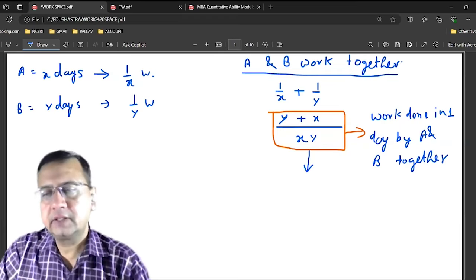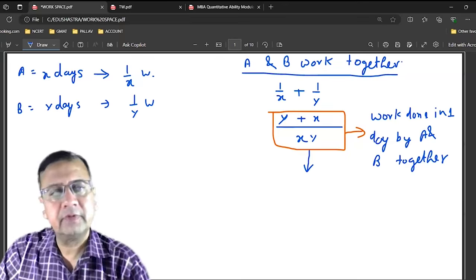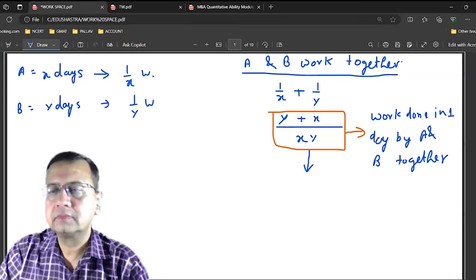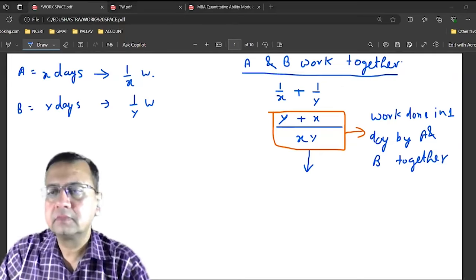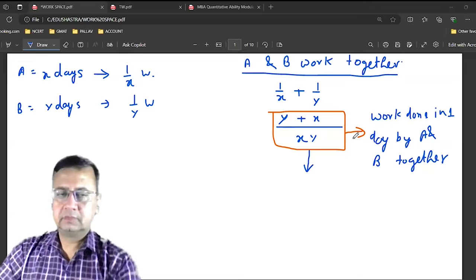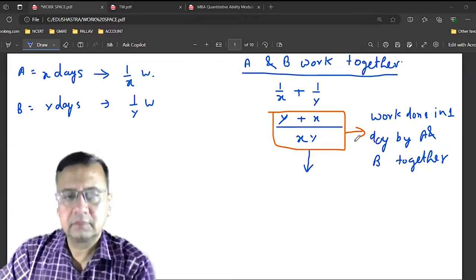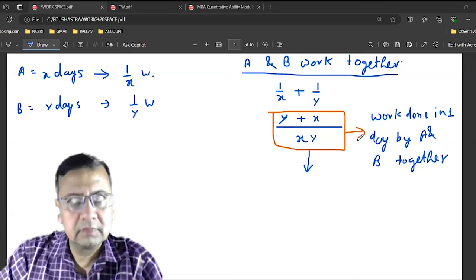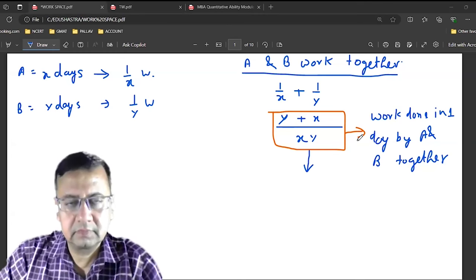Okay, Shantu. Why is this figure? I figured, sir, the total number of days will be 2x into y, like the total number of days that they are taking, and the unit is 1 by y plus x by xy. So taking the reciprocal will give us the total number of days.